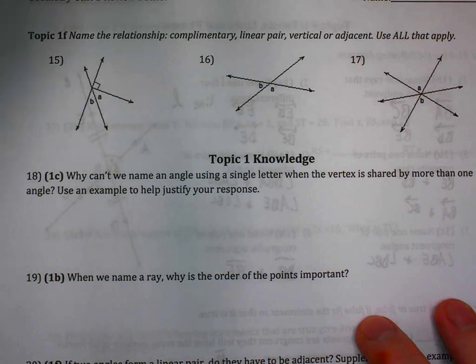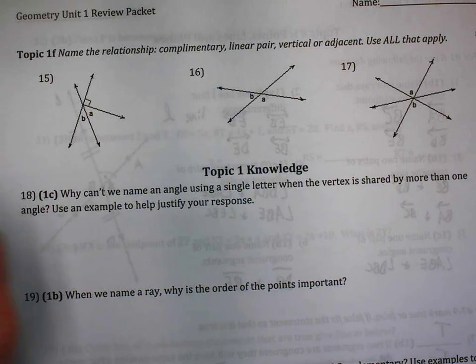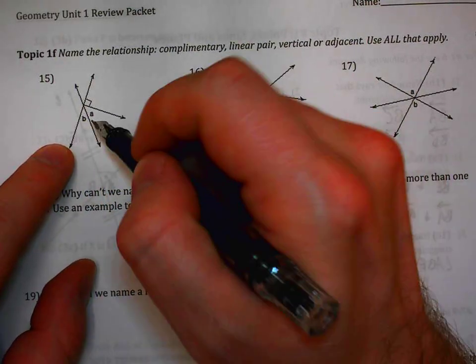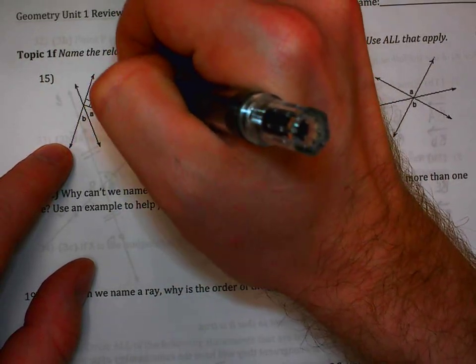Number 15, 16, and 17. Name the relationship: complementary, linear pair, vertical, or adjacent. Use all that apply. For number 15, we have two angles that are clearly adjacent. They share a vertex here, and they share a side in the middle, so we will say they are adjacent.